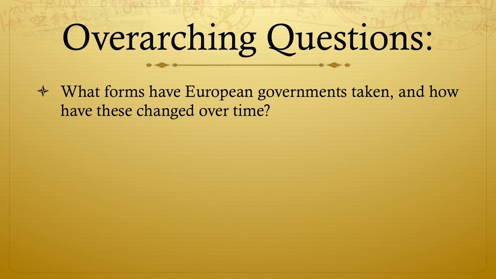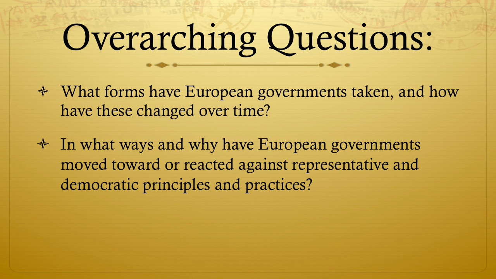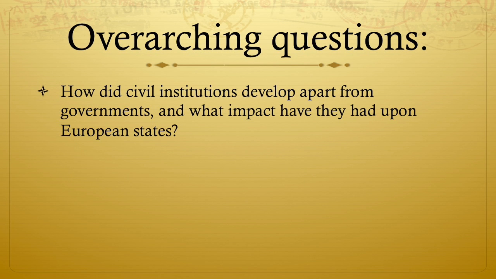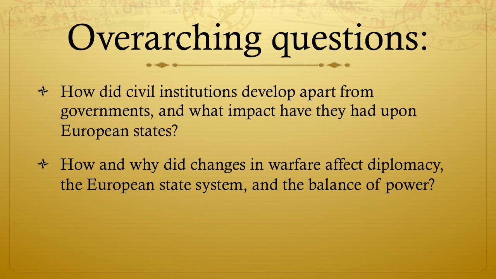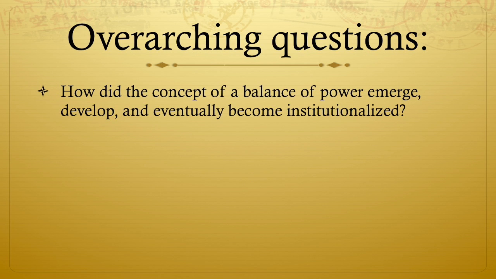What forms have European governments taken, and how have these changed over time? In what ways and why have European governments moved toward or reacted against representative and democratic principles and practices? How did civil institutions develop apart from governments, and what impact have they had on European states? How and why did changes in warfare affect diplomacy, the European state system, and the balance of power? And finally, how did the concept of a balance of power emerge, develop, and eventually become institutionalized?